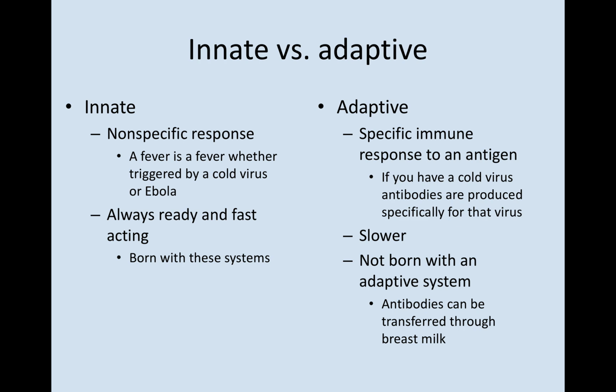The adaptive immune system is slower. A primary immune response, the first time you come into contact with that antigen, takes about 2 weeks for the level of IgG antibody to be at the highest titer in the blood. We're not born with an adaptive immune system. We're born with the ability to produce the adaptive immune cells, and shortly after you are born, that system begins its activities.